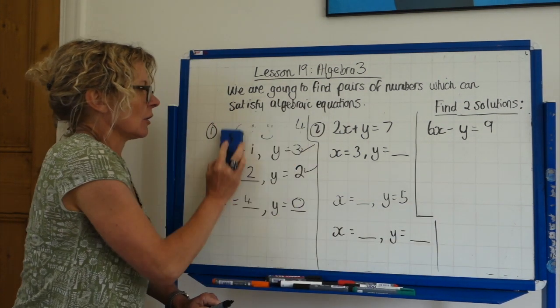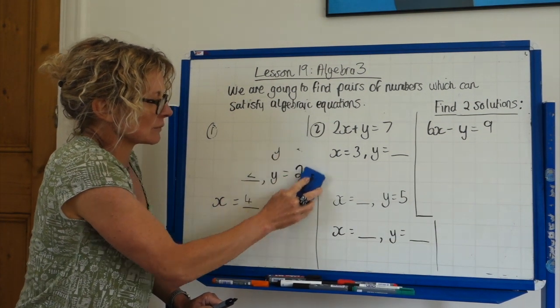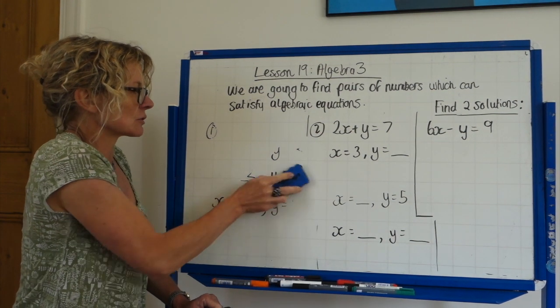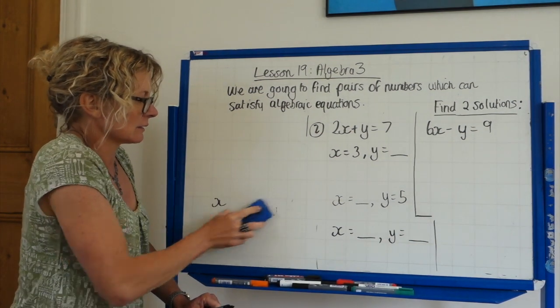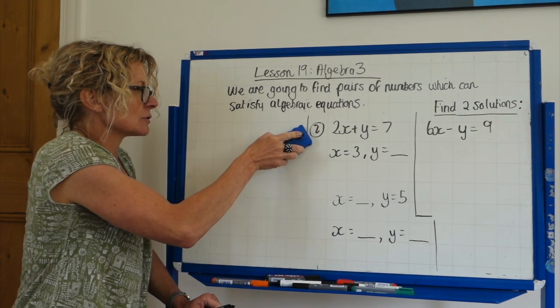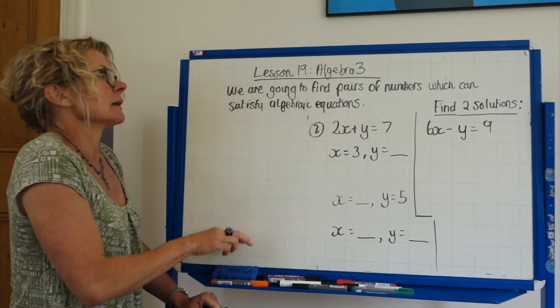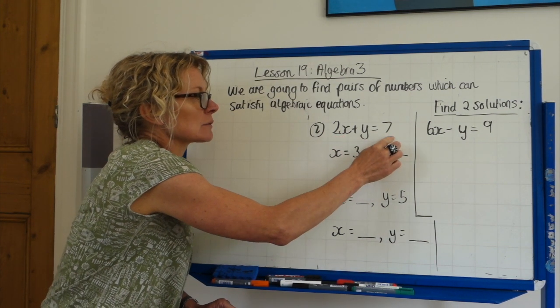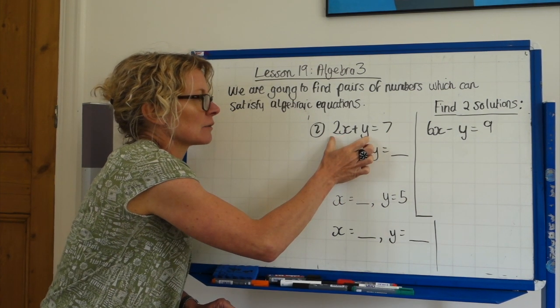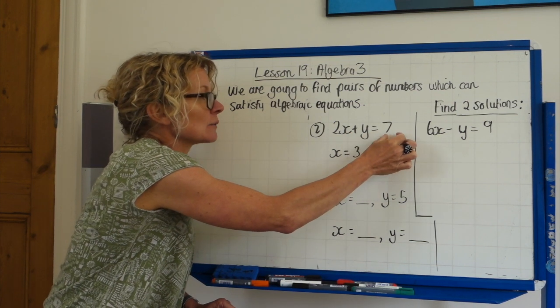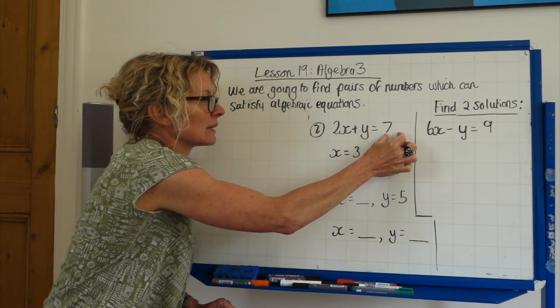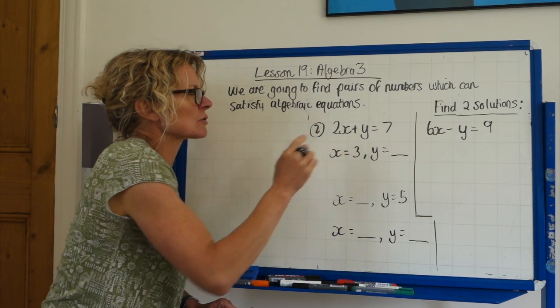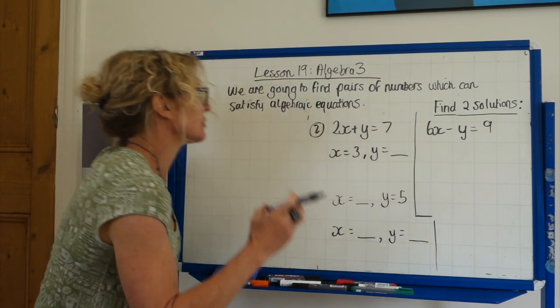Let me rub that off, and let's go on to number 2 now, which just extends it a little bit further. I'll rub that off in case I need room to do some working out. So, 2x plus y equals 7. So, this side of the equation, as we know now, needs to equal the same as that side of the equation. Okay, so what does 2x equal? What does 2x equal?